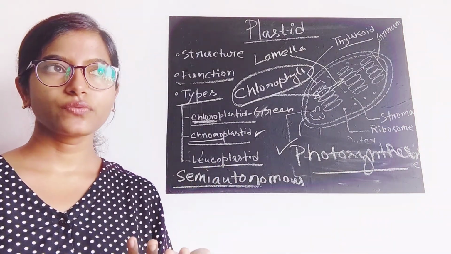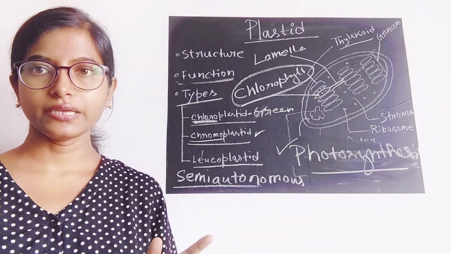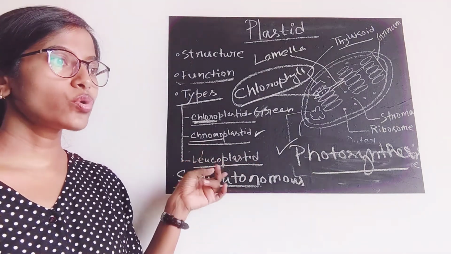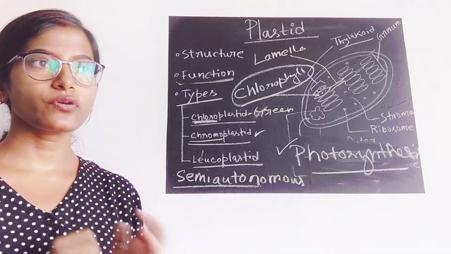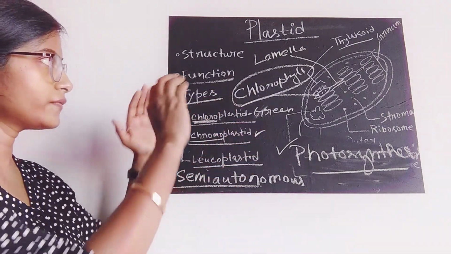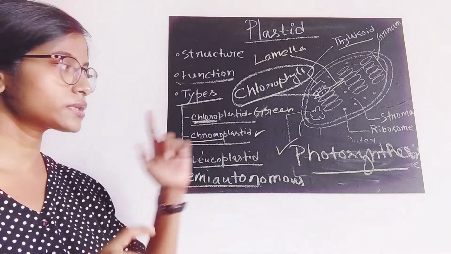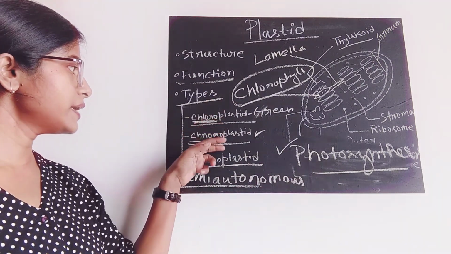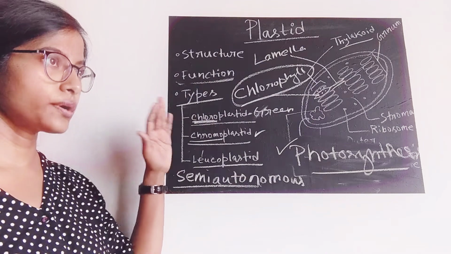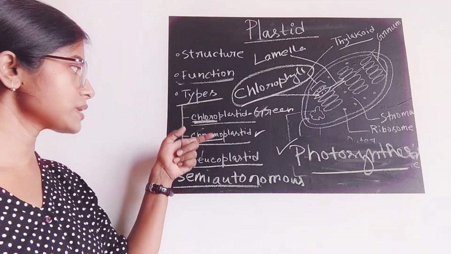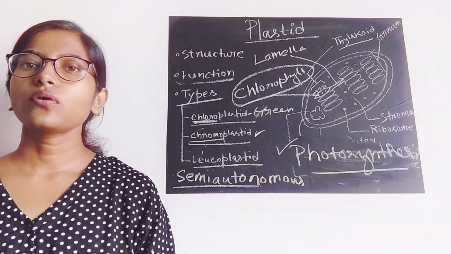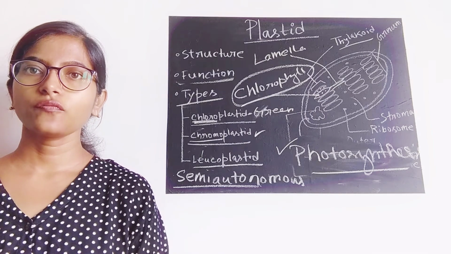The third type is leucoplastid. As we have already discussed, it is colorless. As it is colorless, it helps in storage purposes for the plant. So those are the overall functions of plastid. What are those functions? First one, photosynthesis, then giving color to plant parts, then storage. What are the types of plastid? Chloroplastid, chromoplastid and leucoplastid. So this is all about the structure, function and types of plastid.